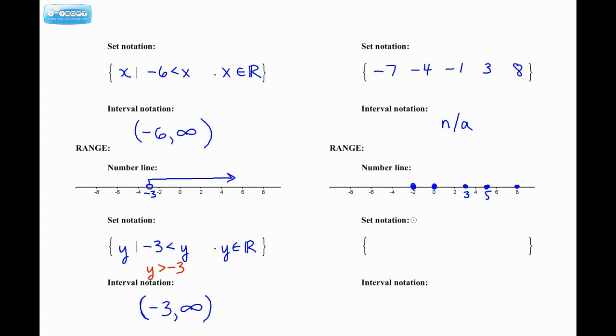Set notation, basically I'm just copying these out. So these are the only numbers that exist in the range. -2, 0, 3, 5, 8. Those are the only numbers that exist in my collection. So there's no need to say real numbers or give any inequality bound or any description like that. It wouldn't be wrong to put y in the beginning with the such that, but I didn't bother. And once again, interval notation. In this case, it's not applicable because there's really no interval. So there we go.